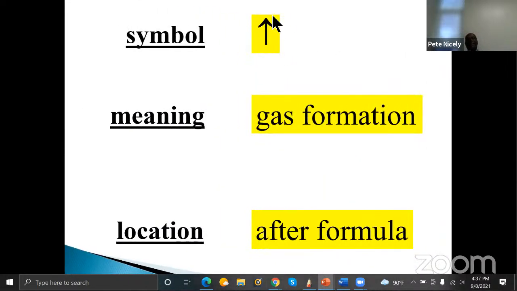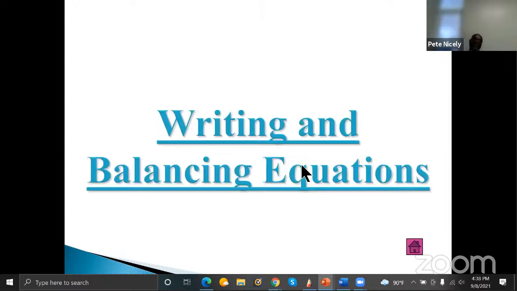And this symbol here, I'll be honest with you, I haven't seen it in a while. I remember seeing it more often when I was in high school, way back when, but it actually stands for gas formation, right? So this is typically placed beside the symbol for a product that is a gas, all right?